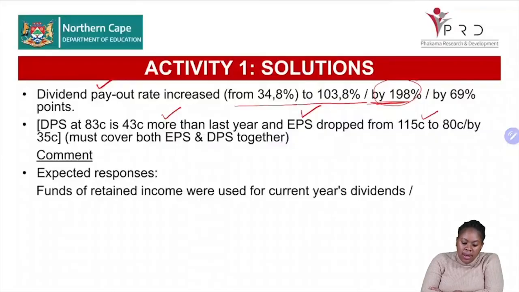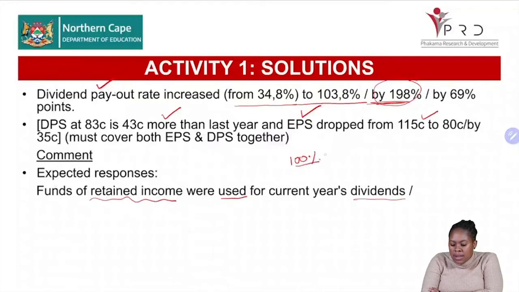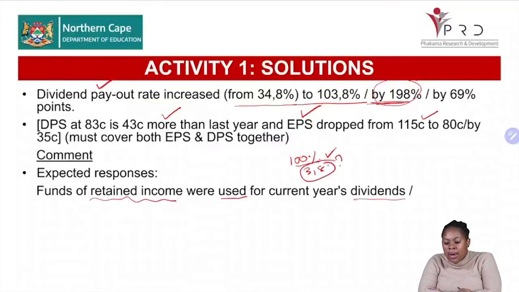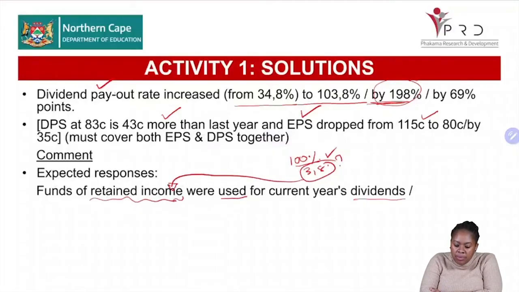And then how do we comment? This is the possible answer that you can give me. The funds from the retained income were used for the current year's dividends. Why? Because 100% of the dividends that were issued is what we earned this year, and 3.8% must come from somewhere. And where is it going to come from? From the money that we've been putting away for future growth and expansion. We are using it now as dividends to our shareholders.